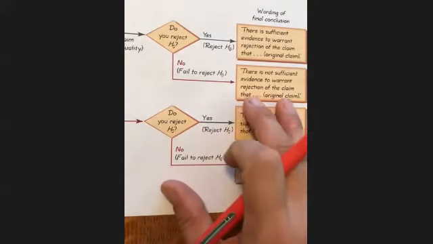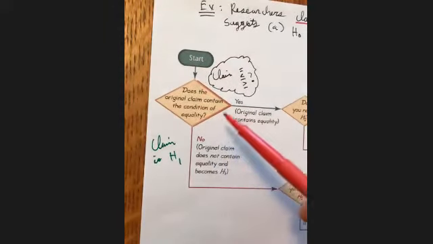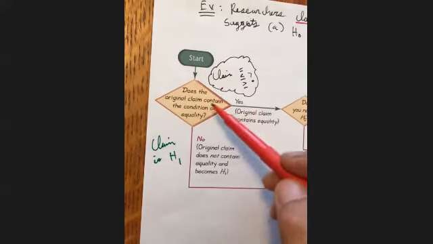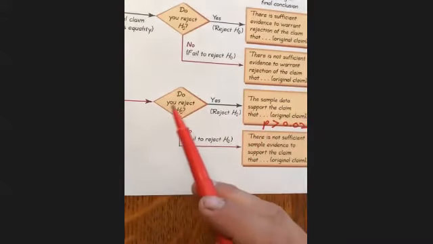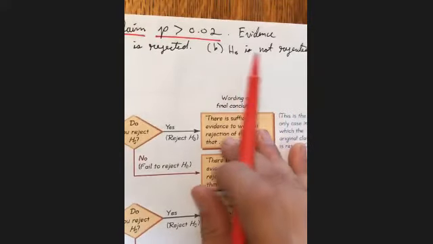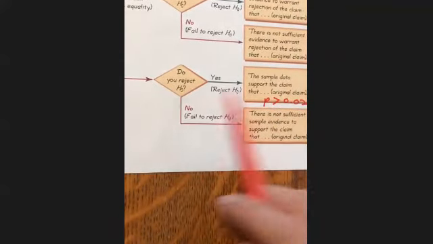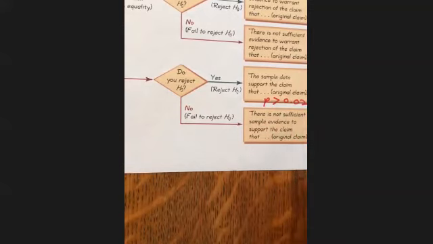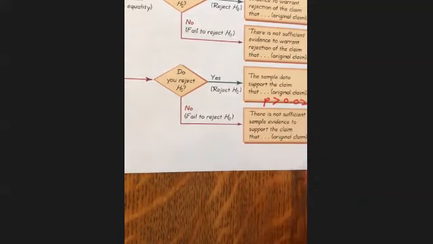Now let's go the other route. Same problem. We say, who are we claiming? Are we claiming H0 or H1? We claim H1, so we go this way. Then we get to this branch and we say, do we fail to reject or reject H0? In this case, for part B, we do not reject H0. So we fail to reject H0. And when we fail to reject H0 in this case, the wording of the conclusion is: there is not sufficient sample evidence to support the claim that P is greater than 0.02.